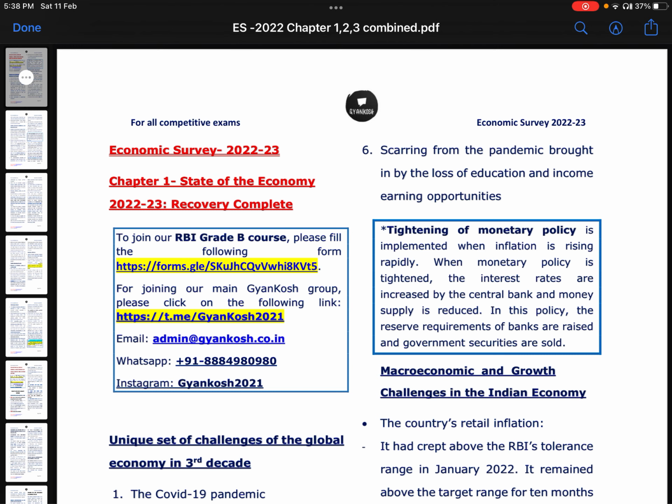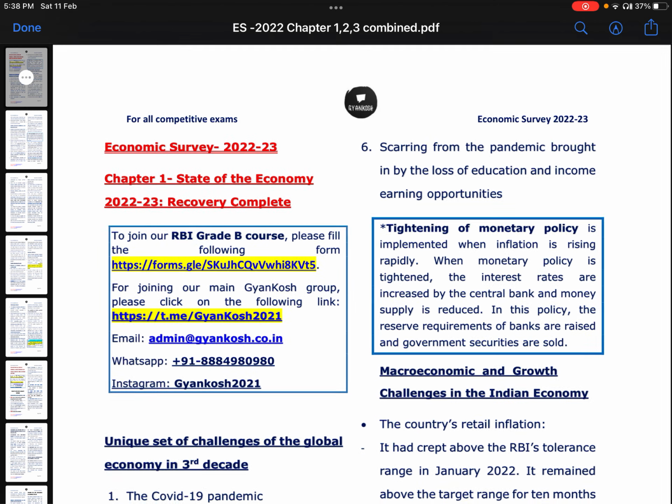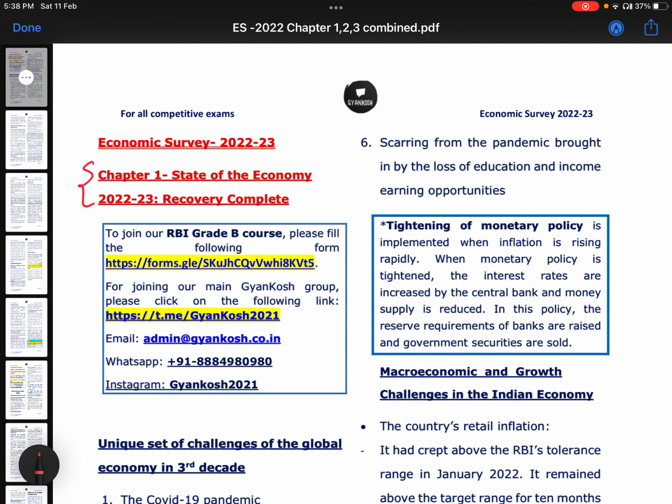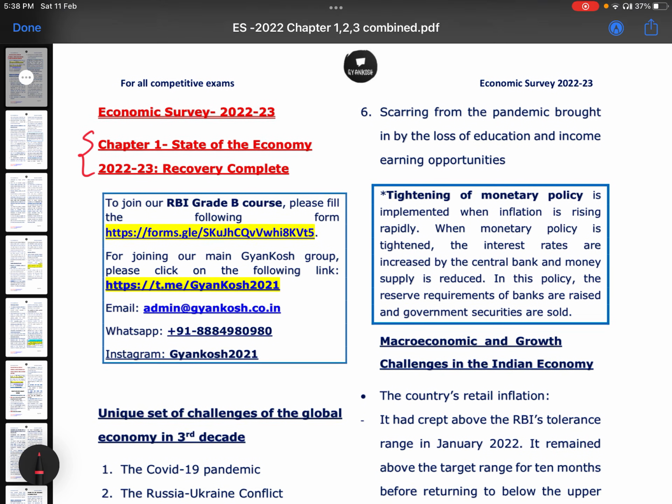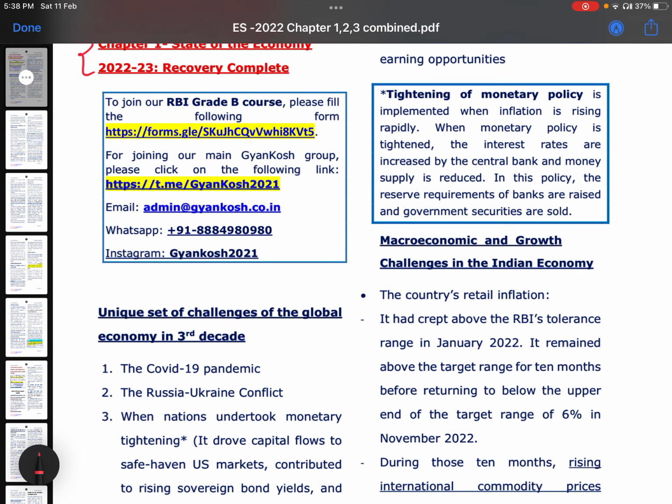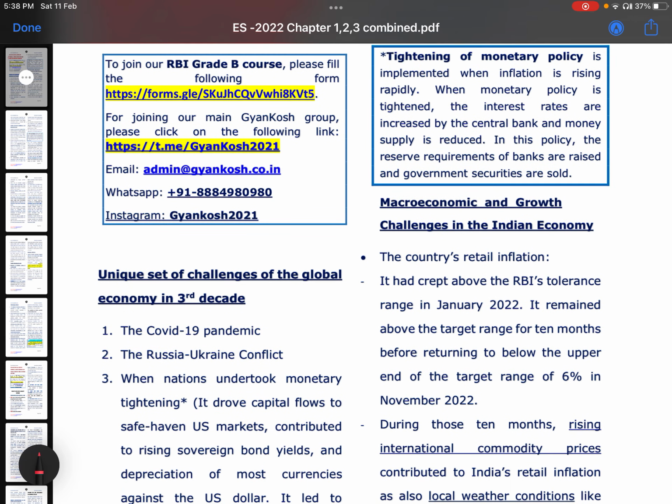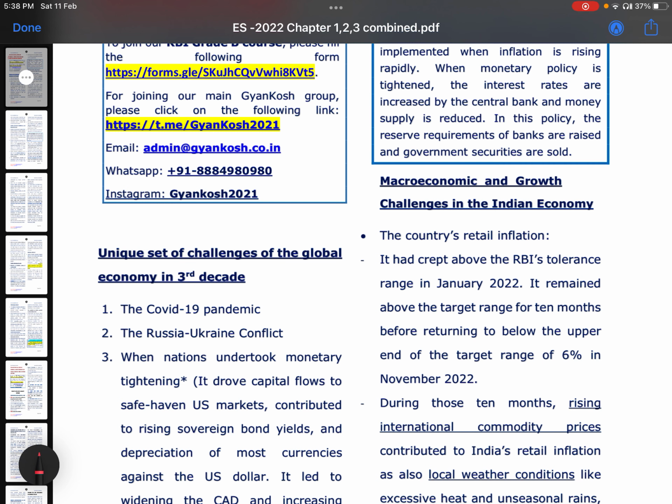Let's directly start with the first chapter of Economic Survey 2022-23. The first chapter talks about the state of the Indian economy. This topic in itself can be asked in the exam. Now, let's check the main heads used in the chapter.